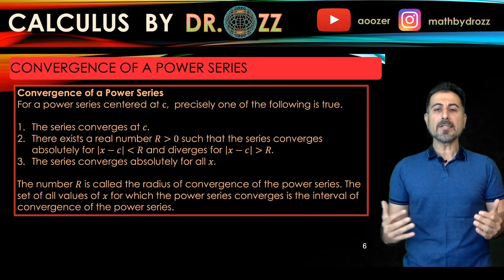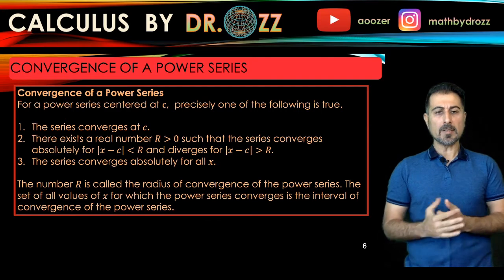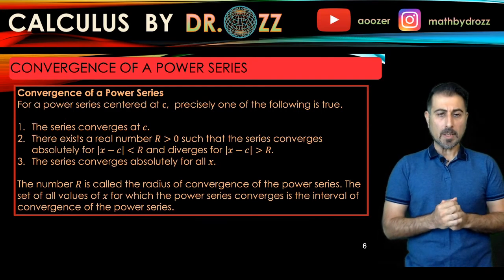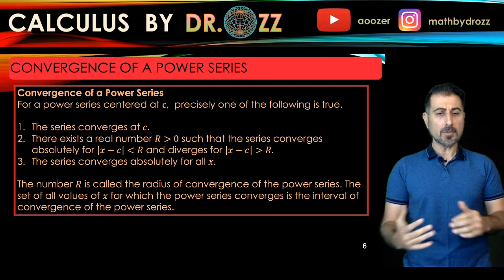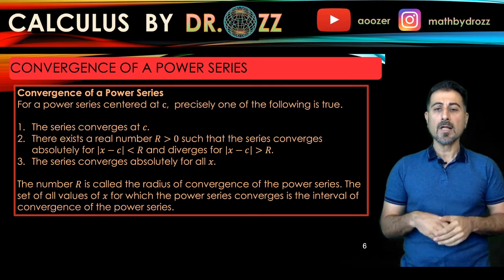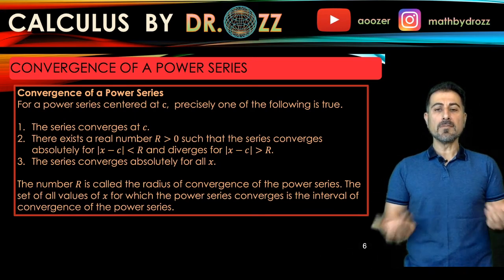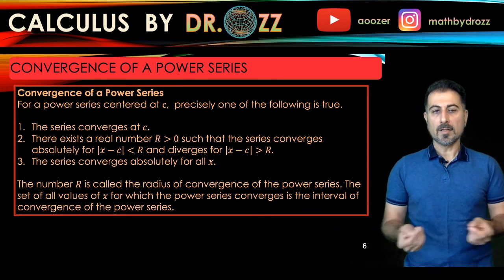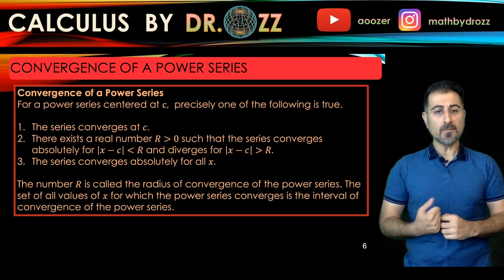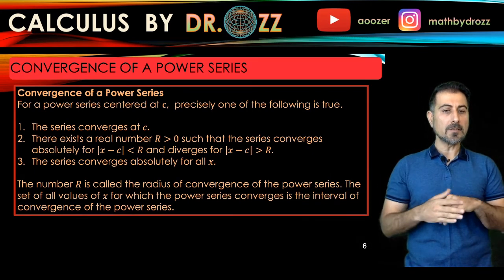When a power series centered at c is provided to us, you may fall into three different cases in terms of the convergence of the power series. The first case is that the series converges only at c. So it's just one point that the series converges, and at all other points the series diverges.